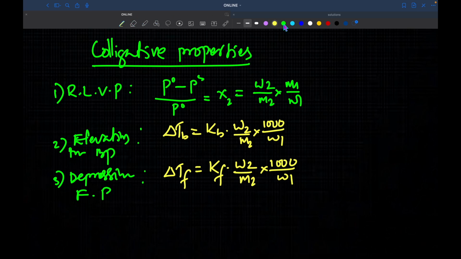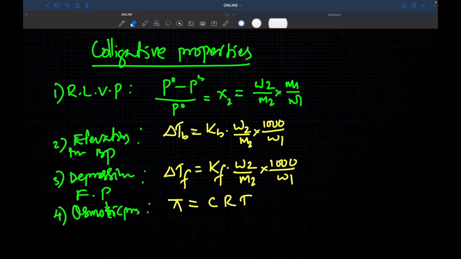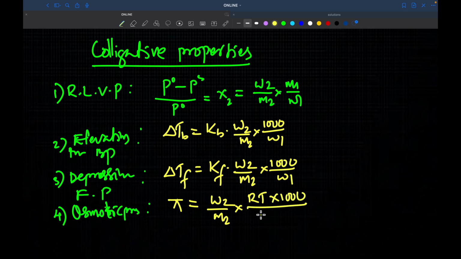And the last but not the least, the fourth one is osmotic pressure, which we denote as pi equals CRT. To write the molar mass formula, let's write the molarity formula: W2 by M2 into RT into 1000 by V in ml. So these three terms are molarity terms. These are the colligative properties we have used.